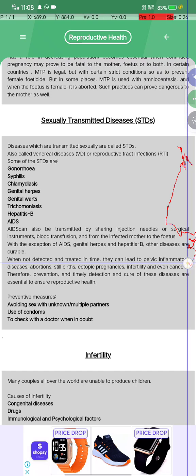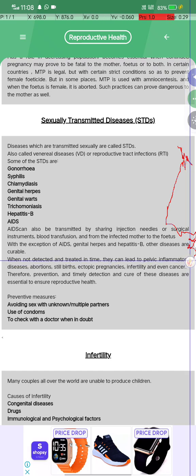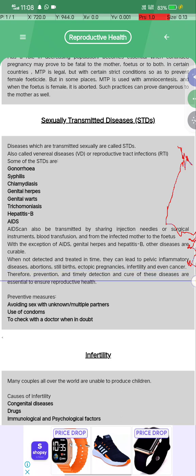When not detected and treated in time, they can lead to pelvic inflammatory disease, abortions, stillbirth, ectopic pregnancy, infertility, and even cancer. Therefore, prevention and timely detection and cure of these diseases are essential to ensure reproductive health.